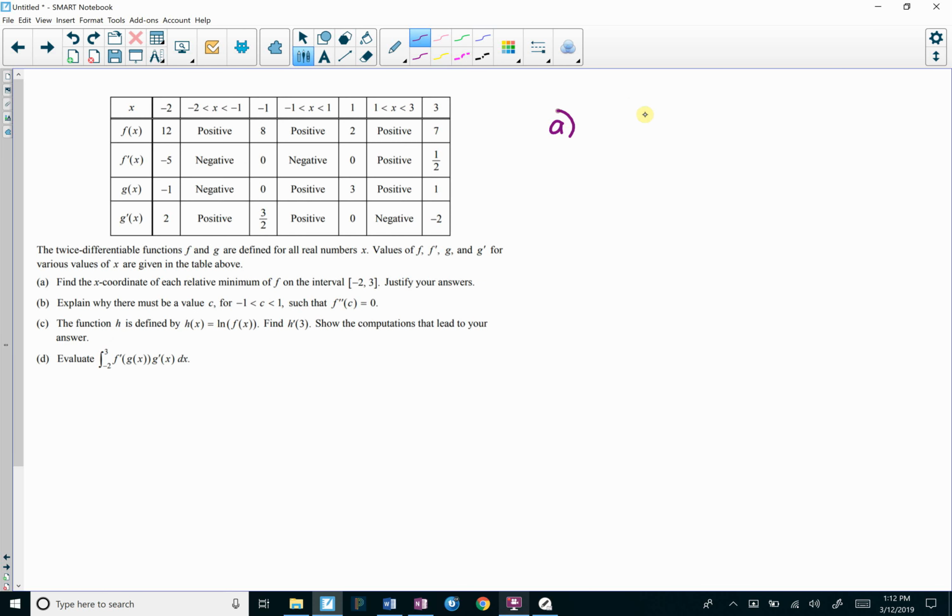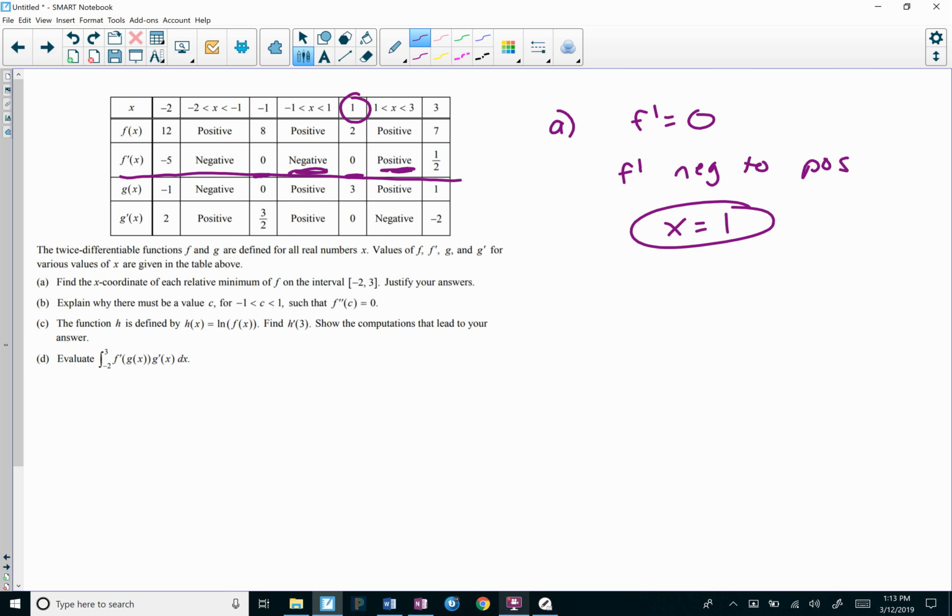Okay, so in part A, for starters, the derivative must equal 0 in order for there to be a min, max, or saddle. So looking here, here's the derivative. That's either going to be at -1 or 1. And then the f prime must go from negative to positive in order for it to be a min. So we go from negative to positive at x equals 1. 1 point for part A.